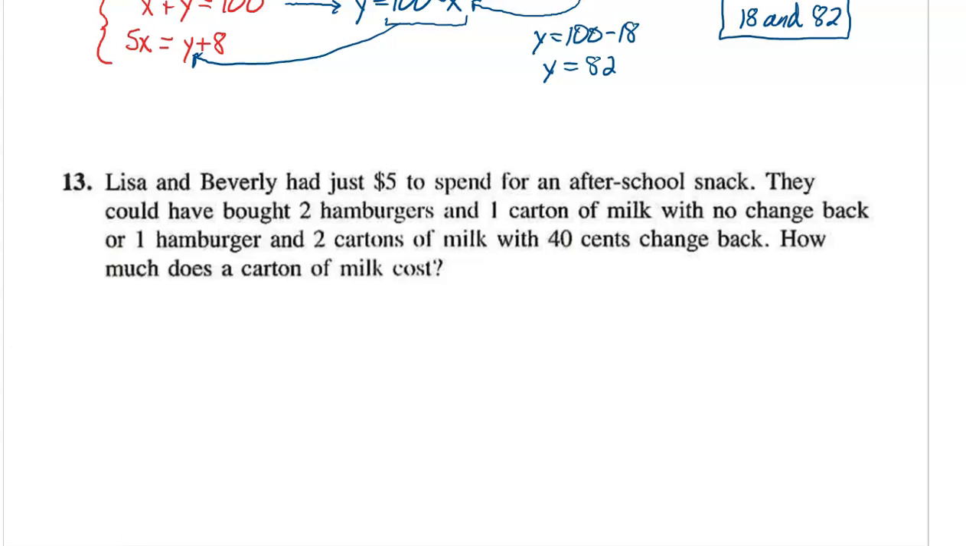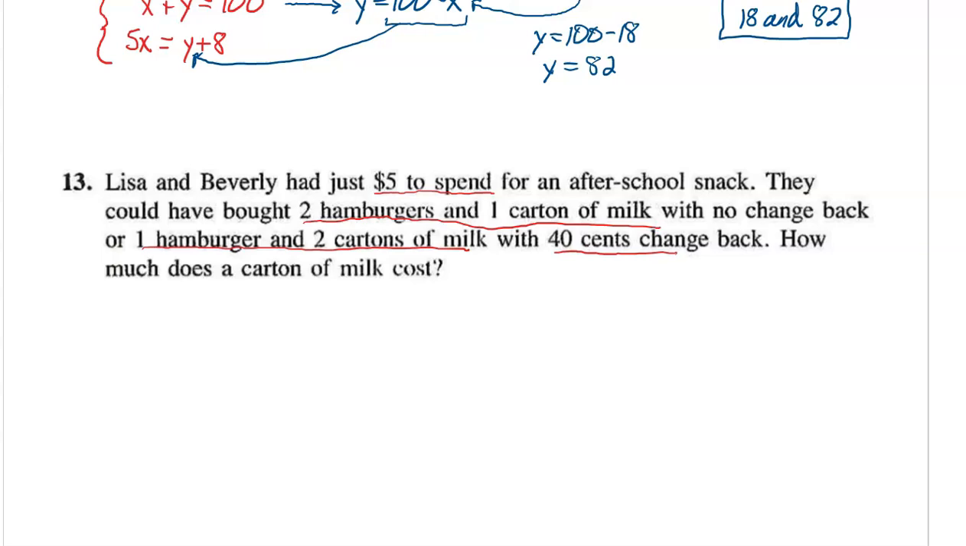Now number 13. Lisa and Beverly had just $5 to spend for an after-school snack. They could have bought 2 hamburgers and 1 carton of milk with their $5, getting no change back. So the 2 hamburgers and 1 carton adds up to exactly $5. Or they could have bought 1 hamburger and 2 cartons of milk, but got 40 cents back. That means the cost of the hamburger plus the cost of the 2 cartons plus 40 cents is equal to 5.